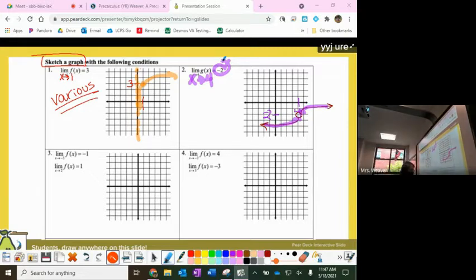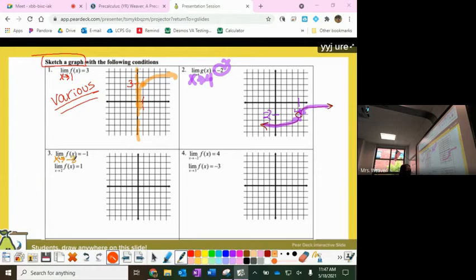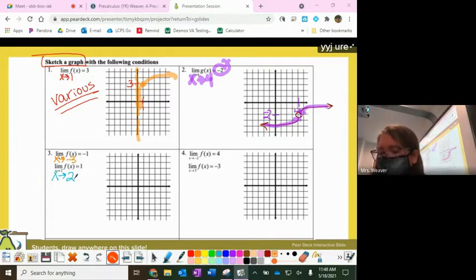Now we're going to take it up a notch. We're going to make our graphs a little more complicated. The limit of the function as x approaches -3 equals -1, and the limit of the function as x approaches +2 equals +1.